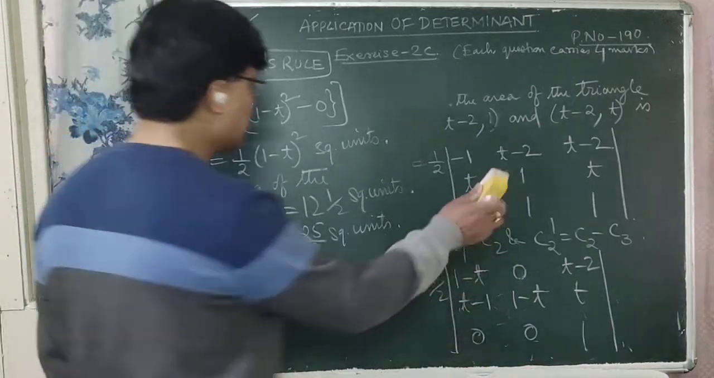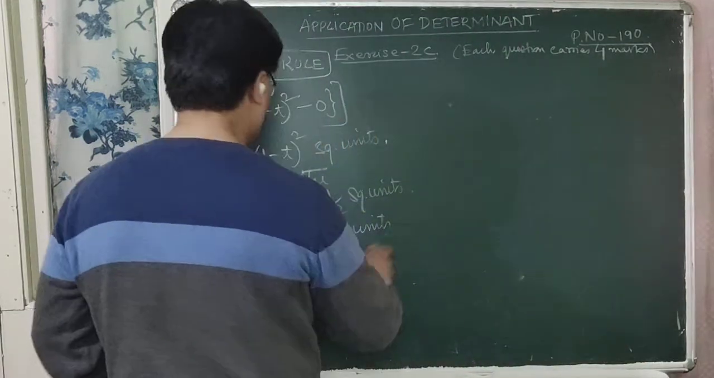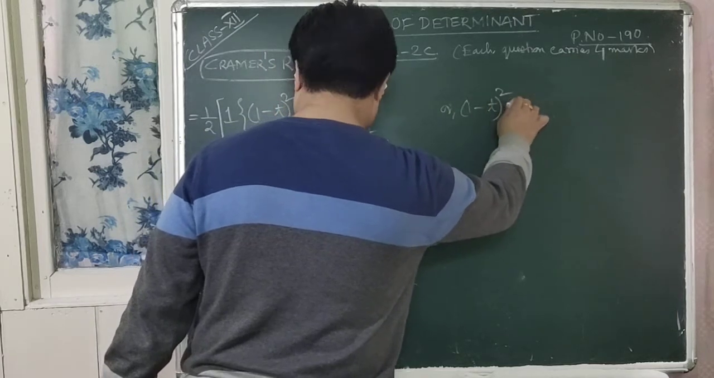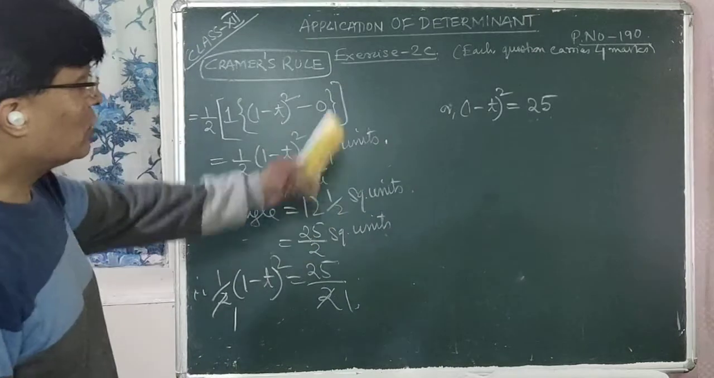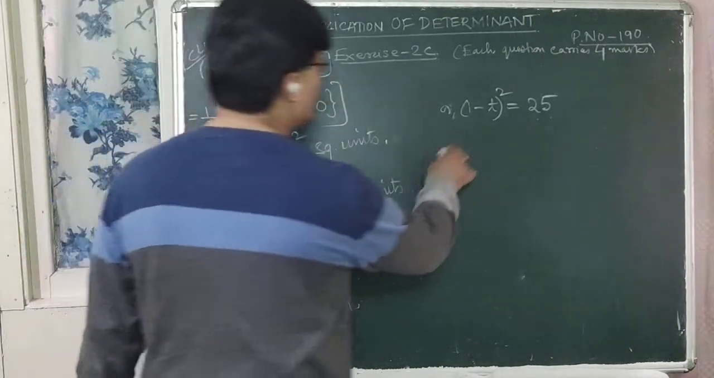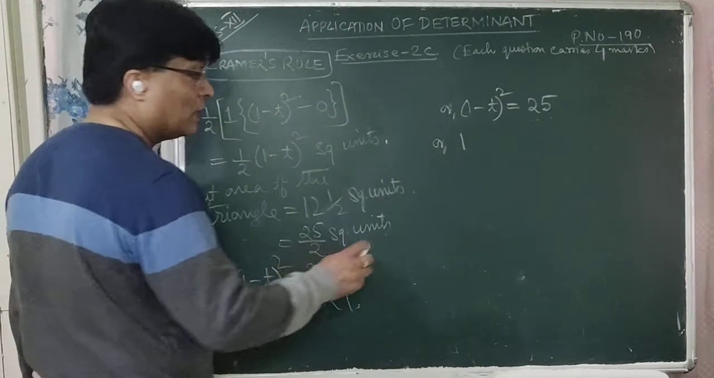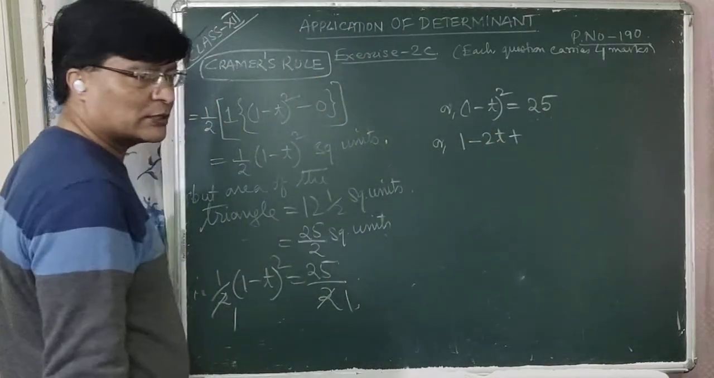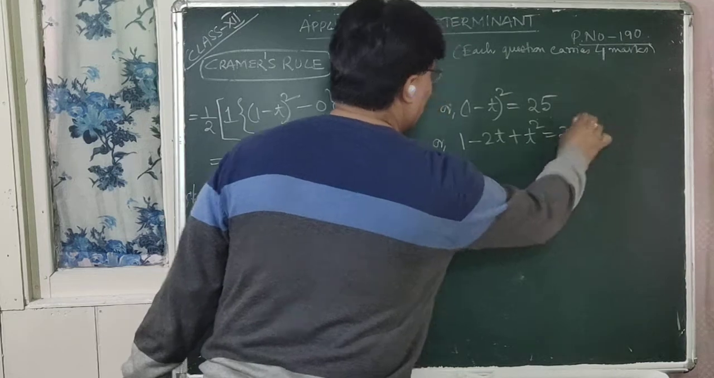Okay, now let us simplify it. So 1 minus t whole square is equal to 25. You know that 1 minus t whole square is a minus b whole square, a square minus 2ab plus b whole square. What is the formula? 1 whole square is 1. What is minus twice ab? Minus twice t. Plus what is b whole square? Plus t square is equal to 25.